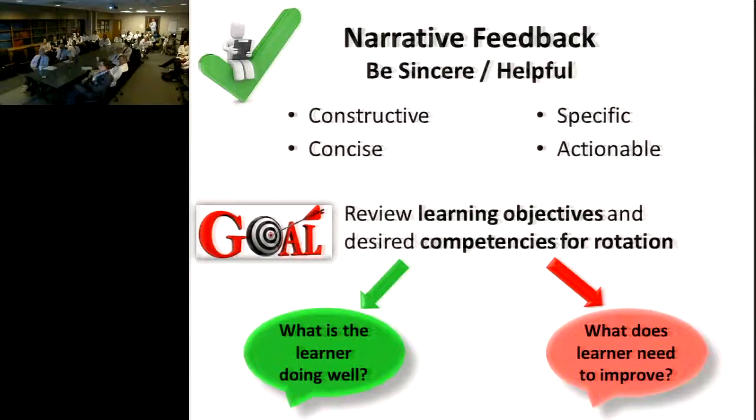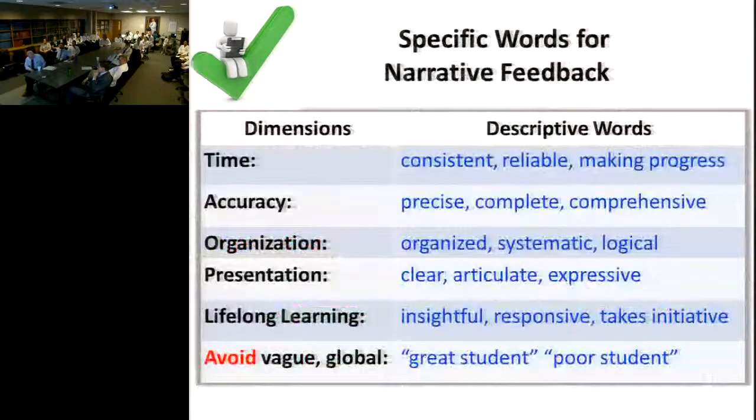So when you're writing narrative feedback, it's helpful to look back at the goals and objectives for the particular rotation. So what are the goals and objectives for the clerkship rotation? And try to couch the feedback relative to those objectives. And then, what do you need to do to get better? We all like to hear that. There are some specific words that you can use, and you can see them here.